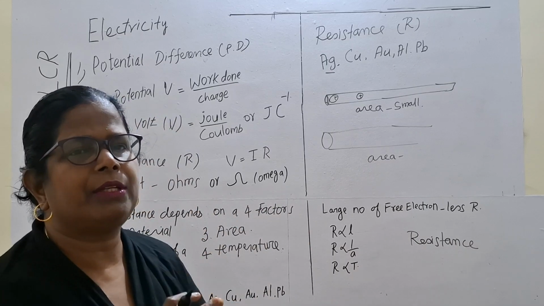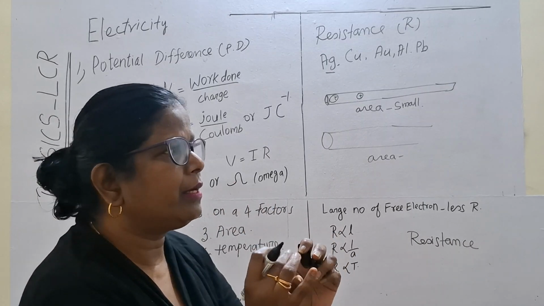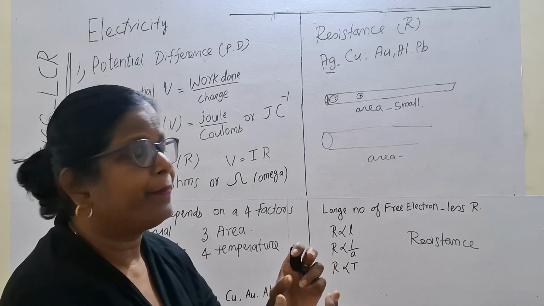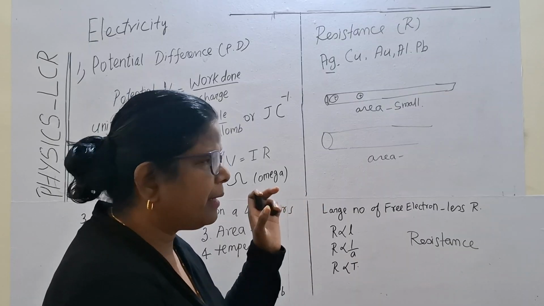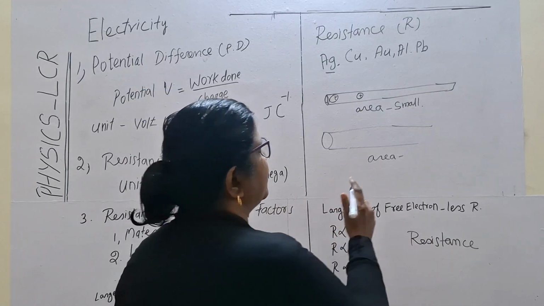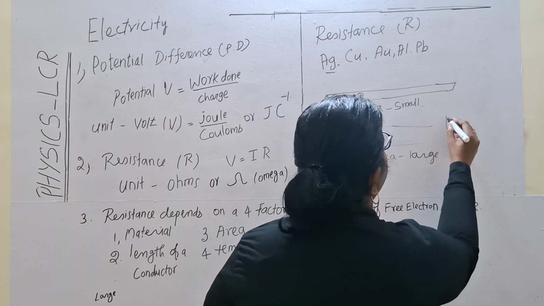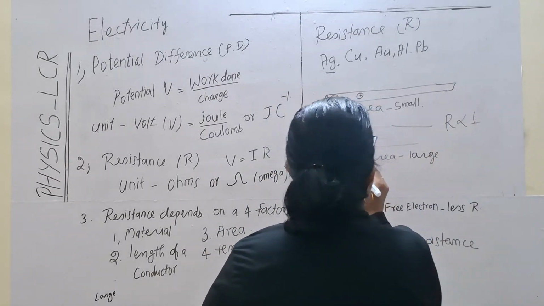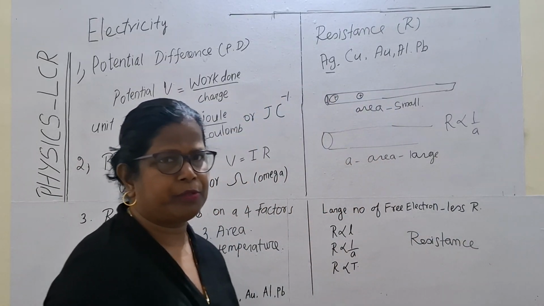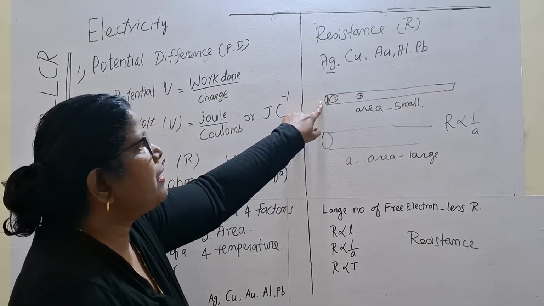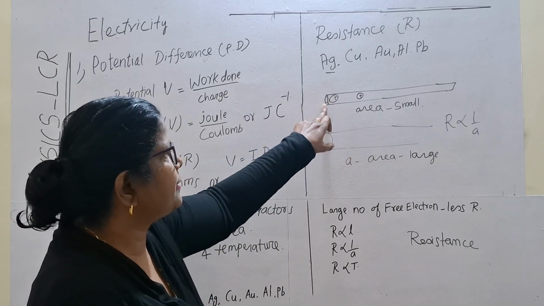What is the difference, actually? With a thin wire, it will give more collisions. Here the area is larger, so collisions will be less. So that's why it is inversely proportional. Area is large, so resistance is inversely proportional. Area is the small a we are mentioning. So a thin wire has a small area.